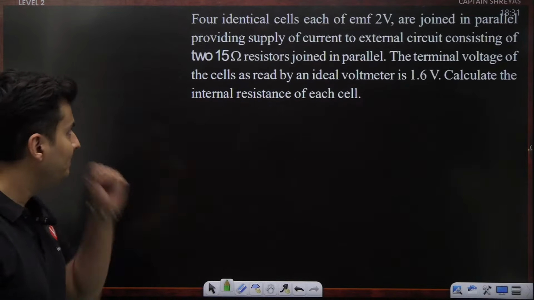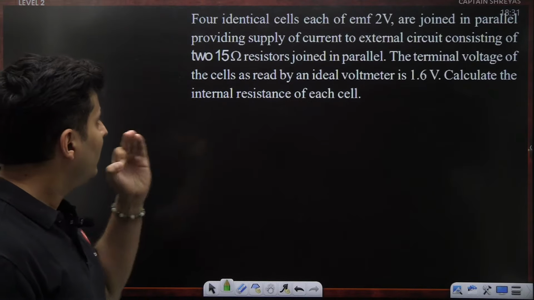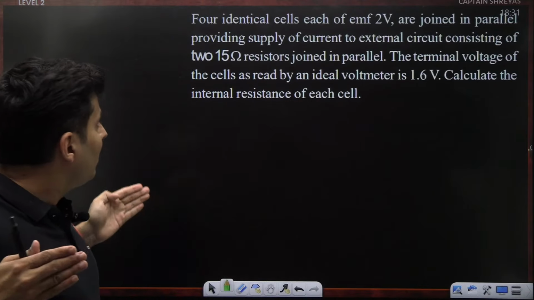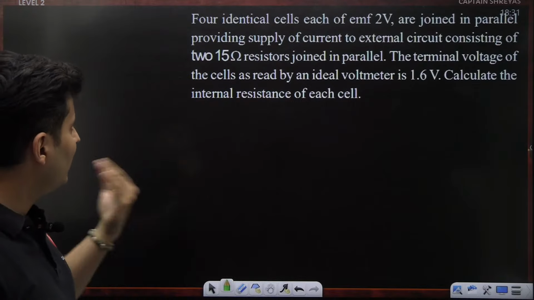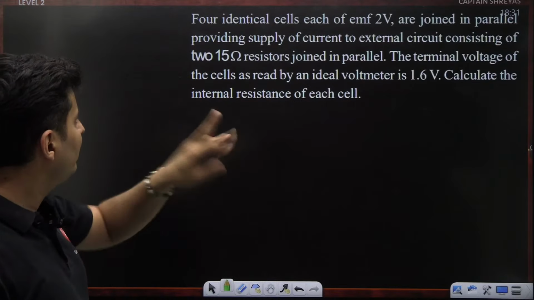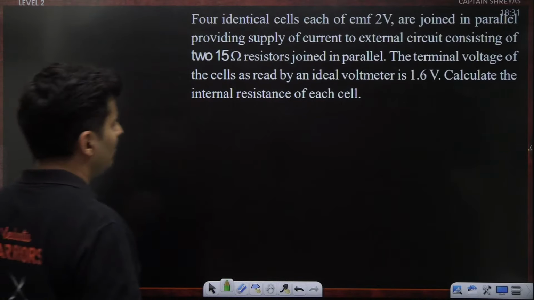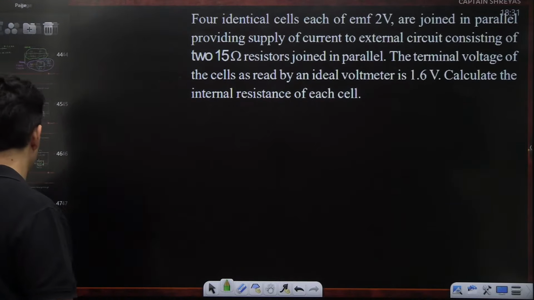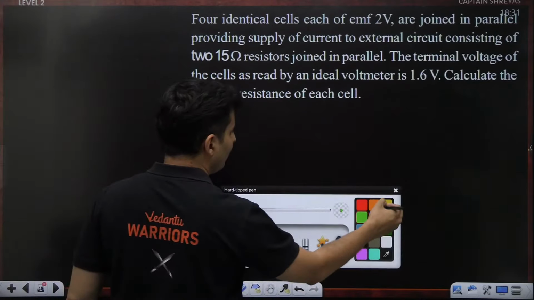There are four cells of 2 volts joined in parallel, providing a current to an external circuit of 15 ohm resistance joined in parallel. The terminal voltage is 1.6. Calculate the internal resistance. Okay, let's draw the circuit diagram to understand it better. Only then we will proceed.